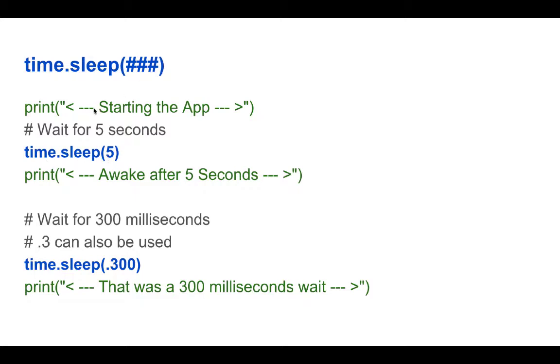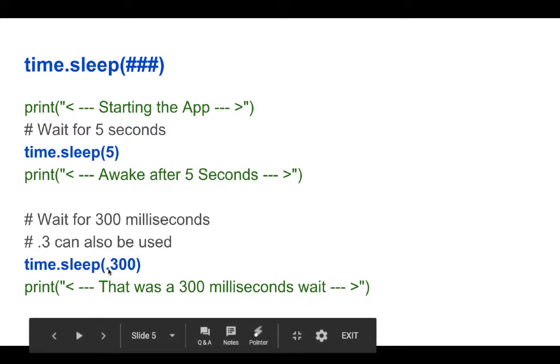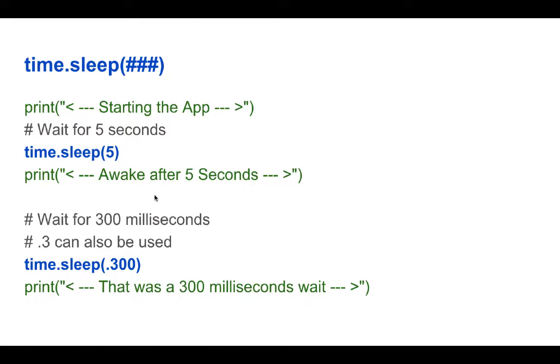So if I go print, starting the app, and tell it to wait for 5 seconds, I'll go time.sleep(5). So this is 5 seconds. And then print awake after 5 seconds. If I want to do it for milliseconds, then I use point of a second. So I can actually go time.sleep(0.3), and it just puts a slight pause in your application to force the user to read the screen or force the user to contemplate before moving forward. This stops them from quickly pressing the return key all the time.